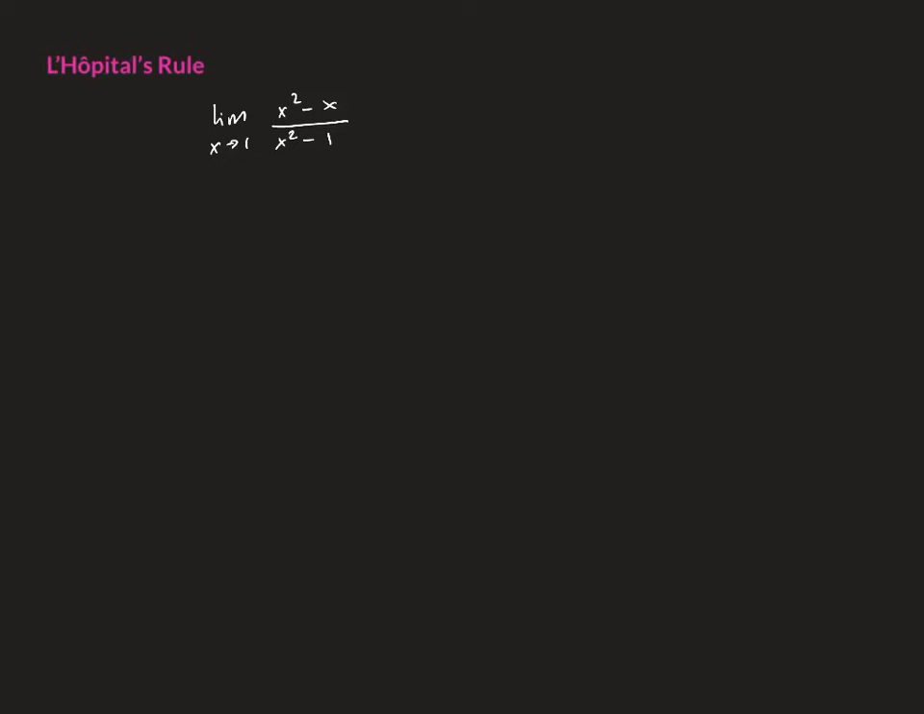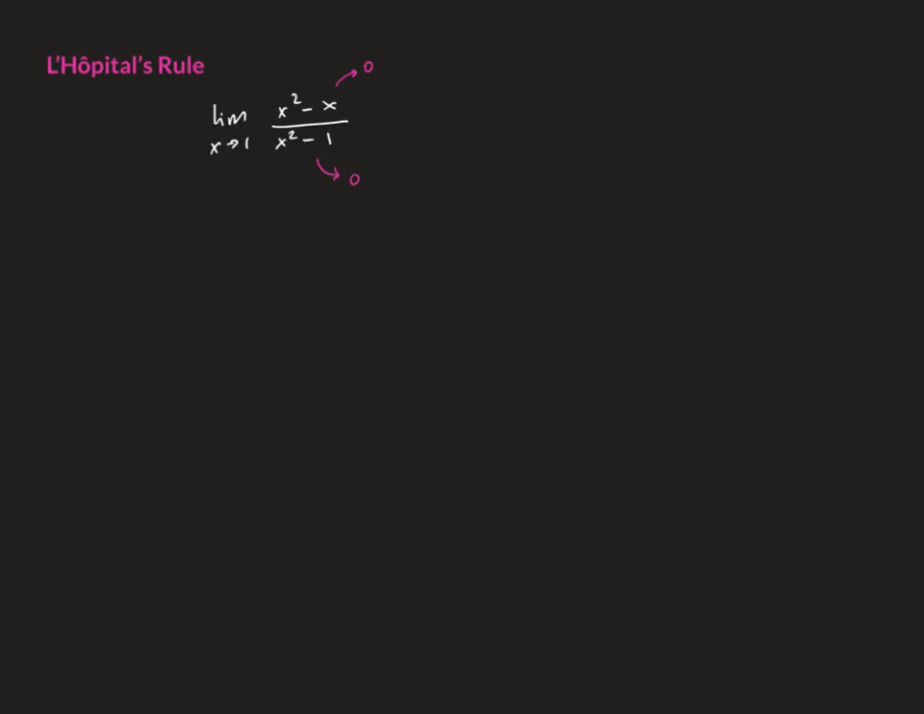This limit is undetermined. If you were to evaluate the value of x into the fraction, you would get 1 minus 1, 0 in the numerator, and 1 minus 1, 0 in the denominator. So technically this limit is a 0 over 0 kind of limit. Now we cannot divide by 0, so this is what it means to have an indetermination.